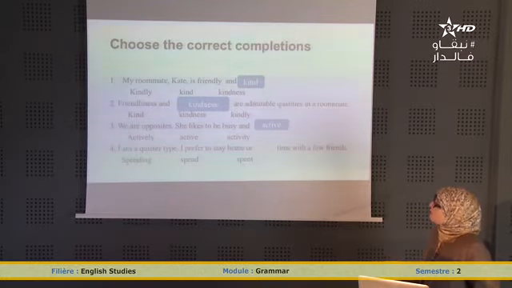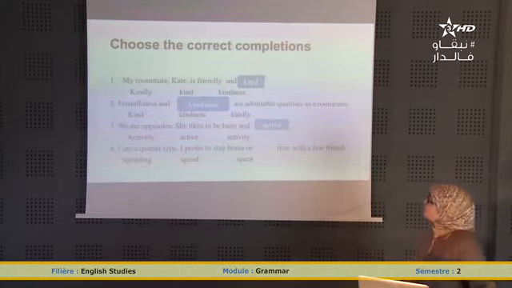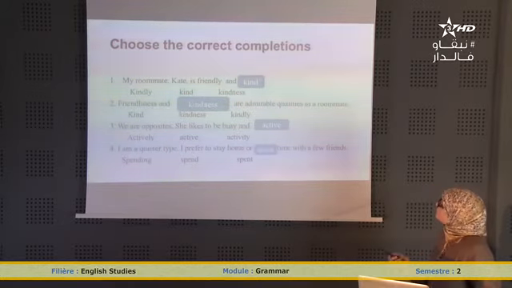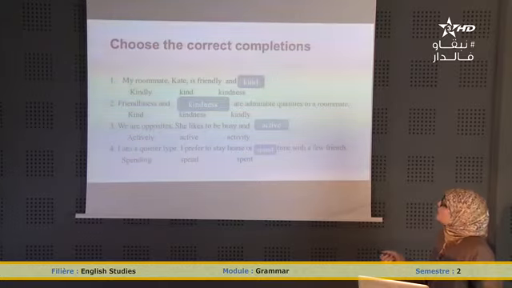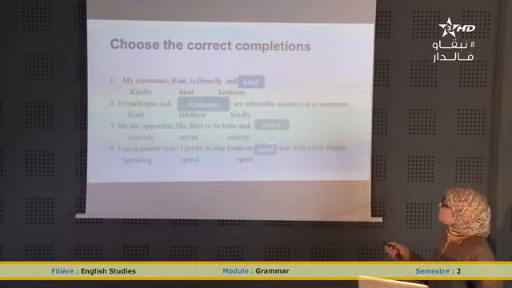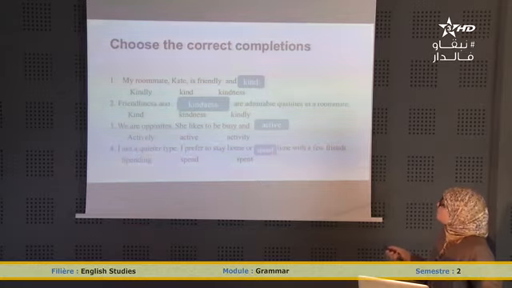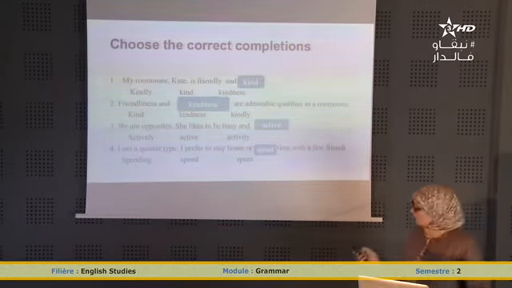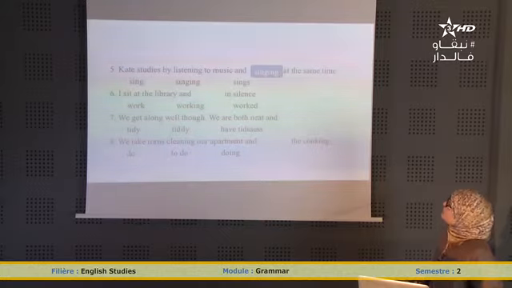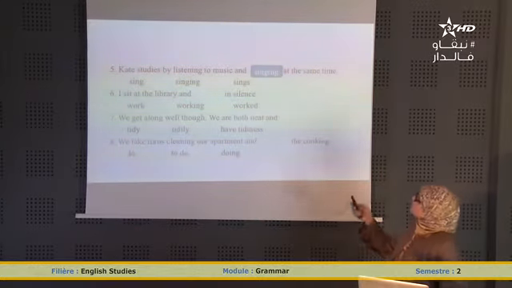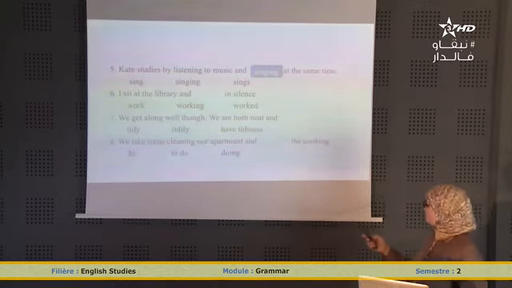For number 4, I'm a quieter type. I prefer to stay home or spend time with a few friends. Here this is a case of, to stay home, to spend time. So the same structure, but we omitted to because we don't want to have a repetition. Let's look at number 5. Kate studies by listening to music and singing at the same time. Again, we have listening to music and singing.